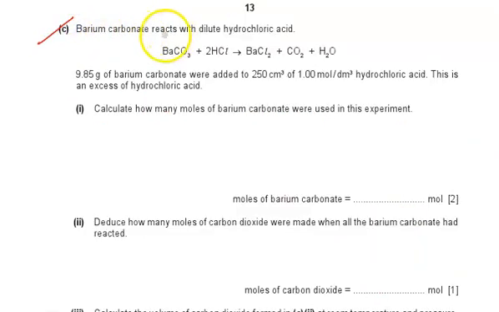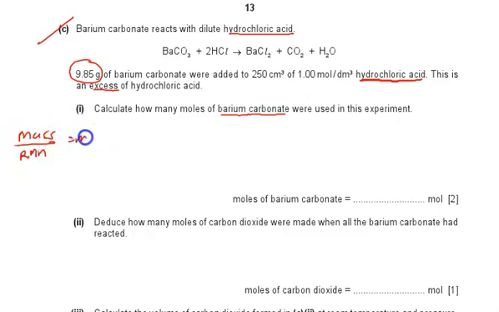Barium carbonate reacts with dilute hydrochloric acid. This is the equation, and we have 9.85 gram of barium carbonate added to 250 centimeter cube of 1 molarity hydrochloric acid. This is in excess, so we don't have to include this in our calculation. How many mole of barium carbonate were used? Mass divided by RMM gives the mole, that is the formula.